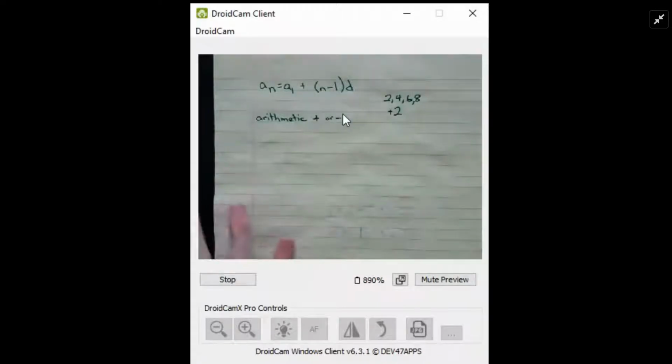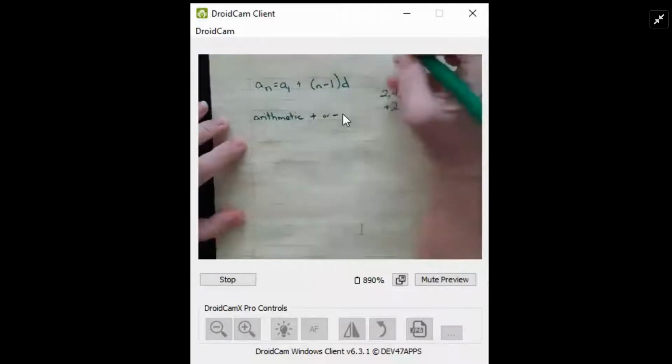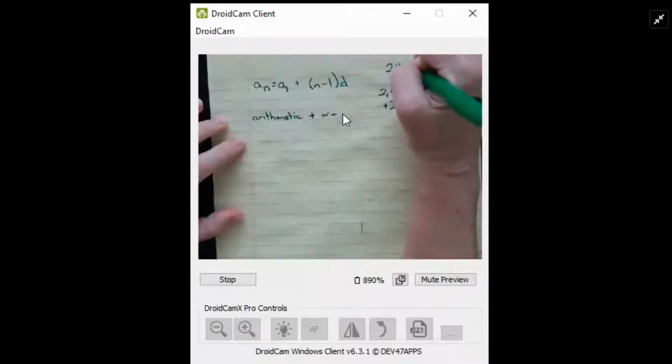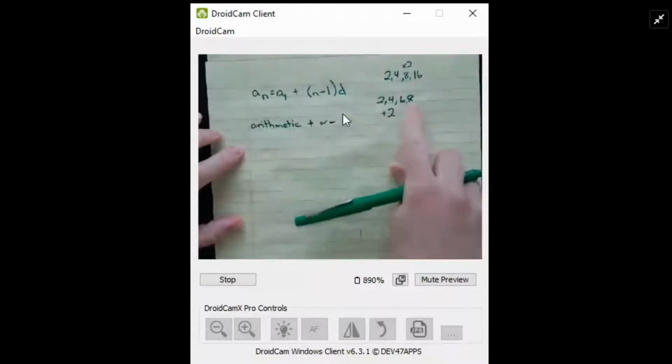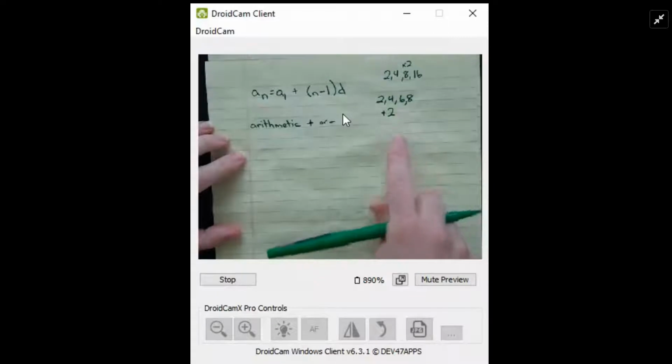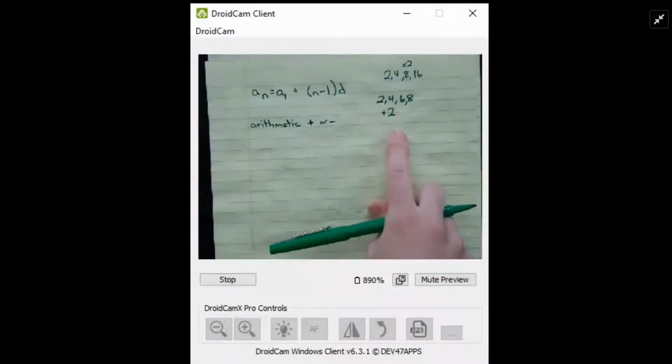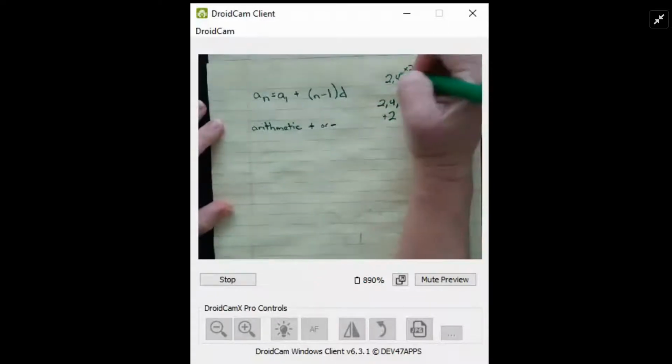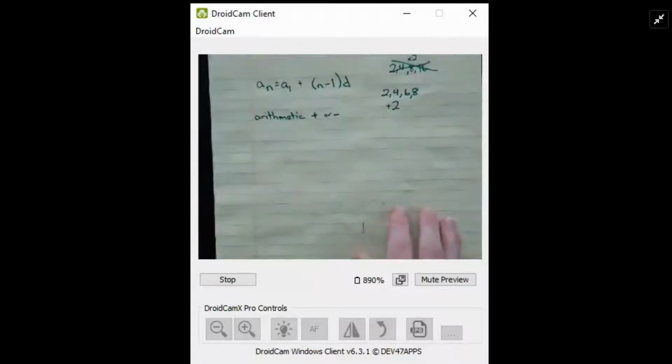You need to know the difference between this and if it was doubling. Like let's say it was 2, 4, 8, 16. So this is a times 2. That would be different. That would be a geometric recursive. But if you're adding or subtracting a difference, then that's arithmetic or arithmetic, depending on how you want to pronounce it. So that's what we're doing.